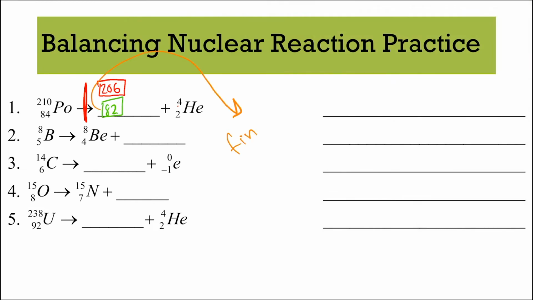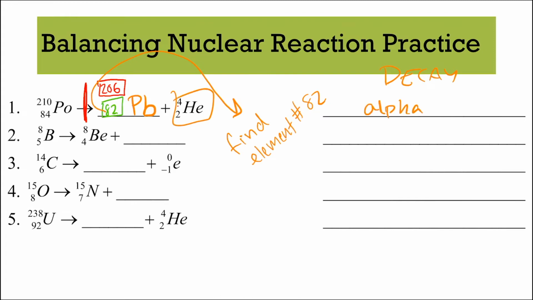Now, if you look on Table O, nothing has those two numbers. So what you have to do is find the element that has 82 as the atomic number. Remember, the atomic number, that bottom number, tells you what element you are using. And that is lead, Pb. And so if we're looking at what kind of decay mode this went through, here is your alpha particle, and that's what kind of decay it was. So that's what goes on the line.